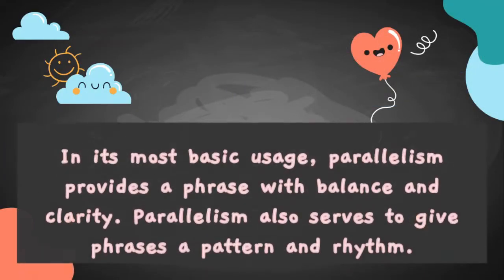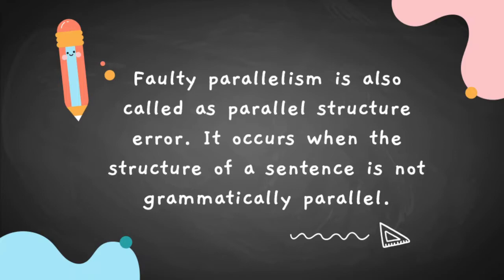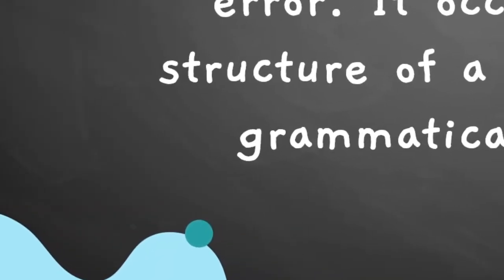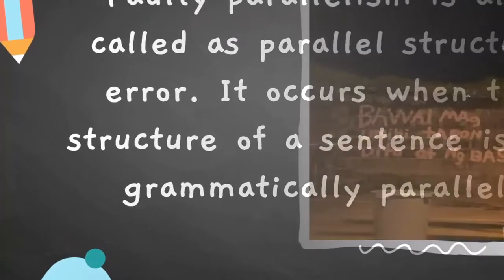Moreover, in its most basic usage, parallelism provides a phrase with balance and clarity. Parallelism also serves to give phrases a pattern and rhythm. Remember those: phrases, rhythm, balance, those are the hint words. Faulty parallelism, on the other hand, is also called parallel structure error. It means that this is incorrect. It occurs when the structure of a sentence is not grammatically parallel or balanced. Alright? Now, let's have this photo.